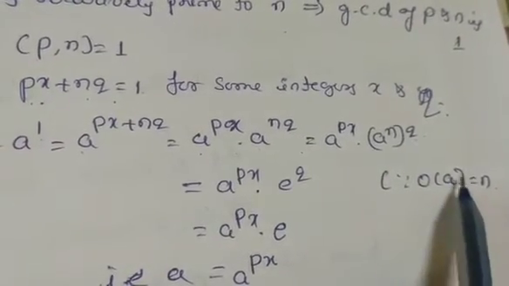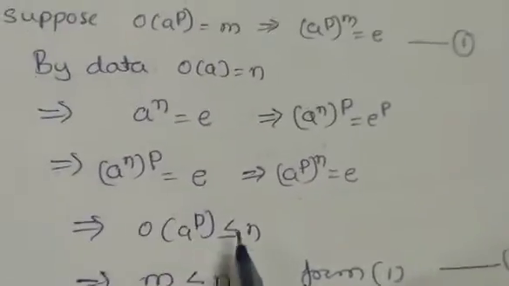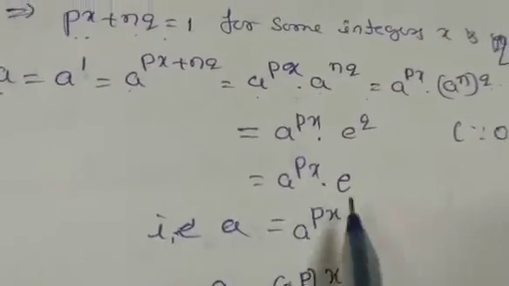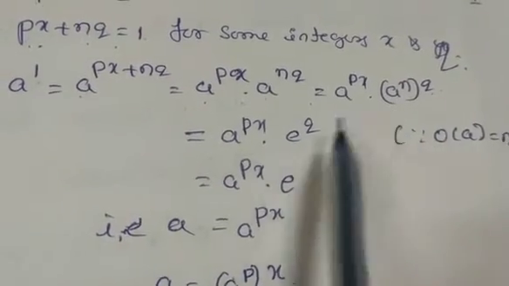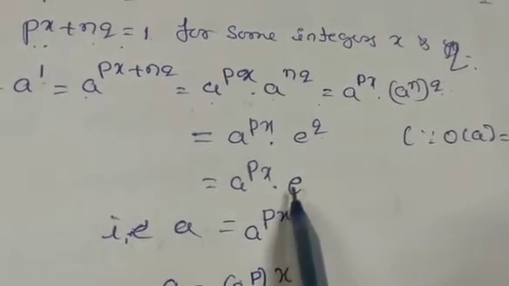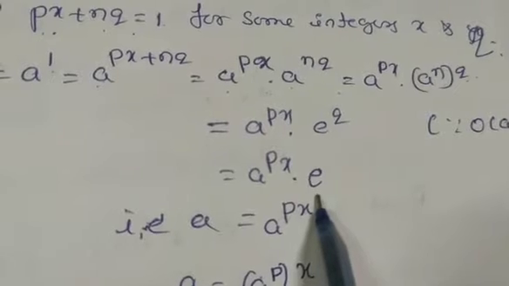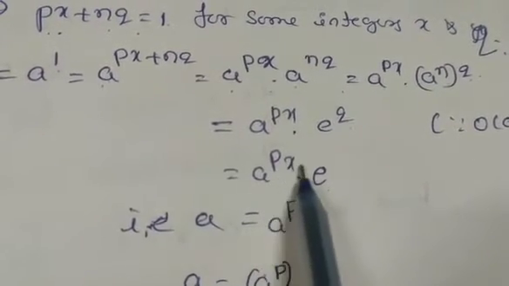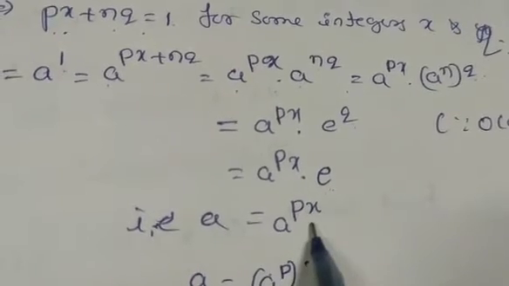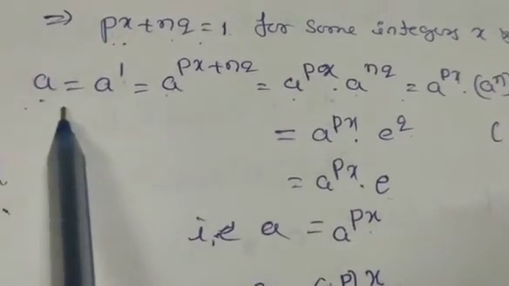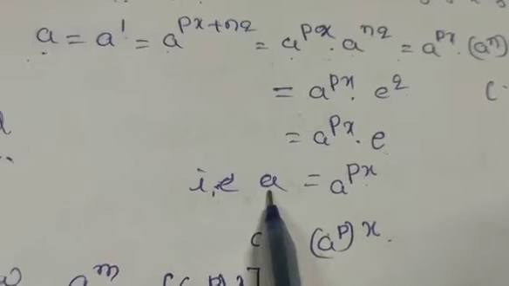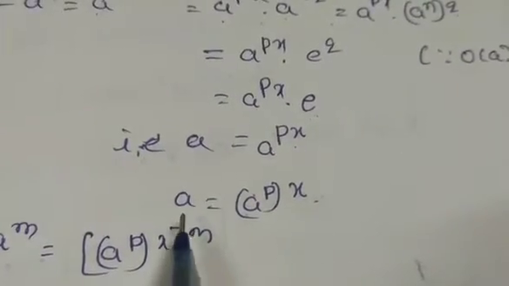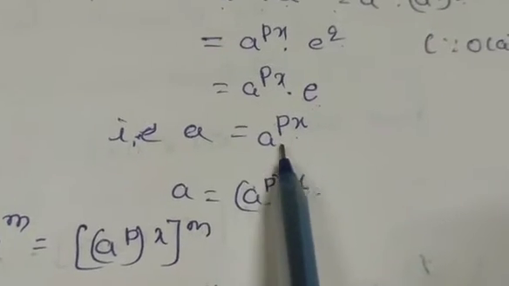So this implies a to the power of n is equal to e. This we know here: a to the power of n is equal to e. Let us substitute that one. So this is e to the power of q. Again we know a to the power of q is e only. And e is the identity element. So a to the power of p into x is again a to the power of px only. This implies a is equal to a to the power of px. So that is a is equal to a to the power of p whole raised to x.